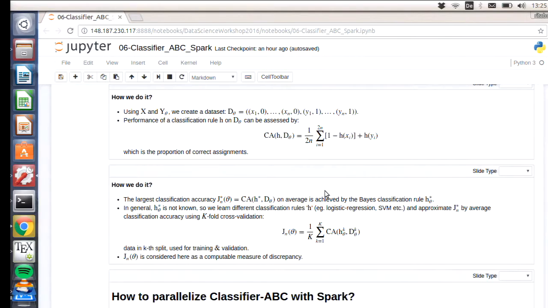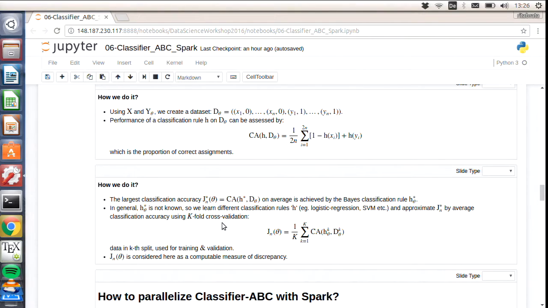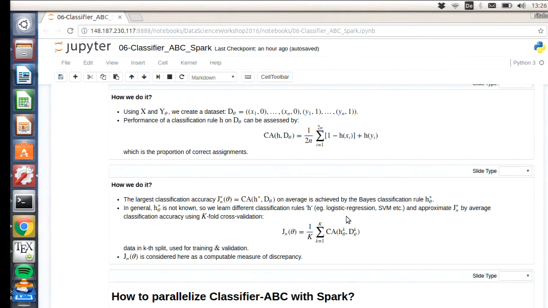Next, classification. If you could learn the Bayes classification rule, that would be best, but you can't learn that given a data set, so you need to use cross-validation, and you can use something like logistic regression or SVM, which are popular classification rules. For these examples, we will choose logistic regression, and we will show how we can parallelize it and how it works.